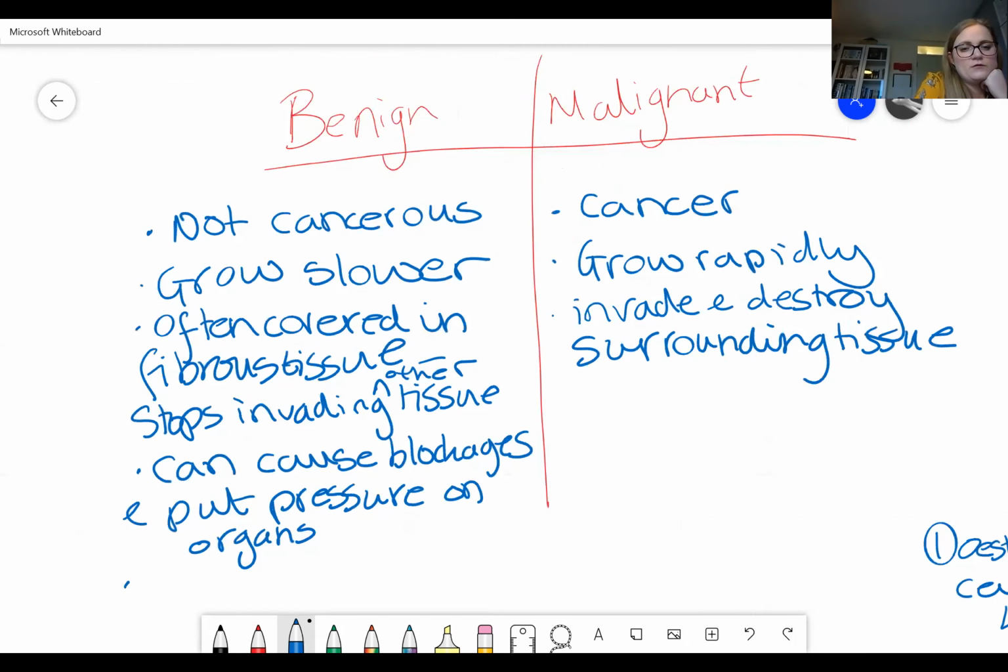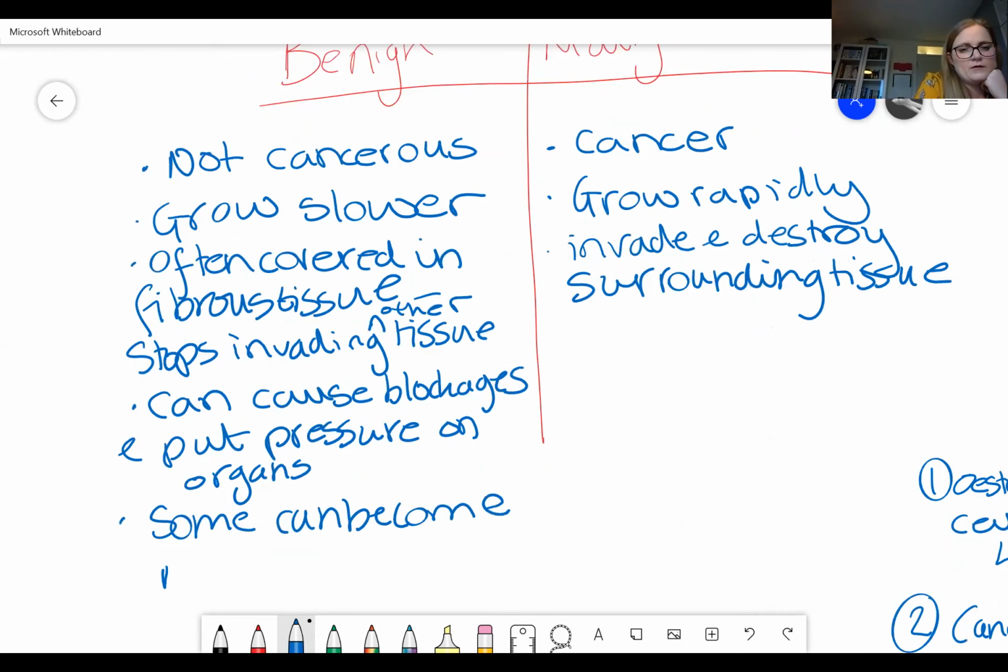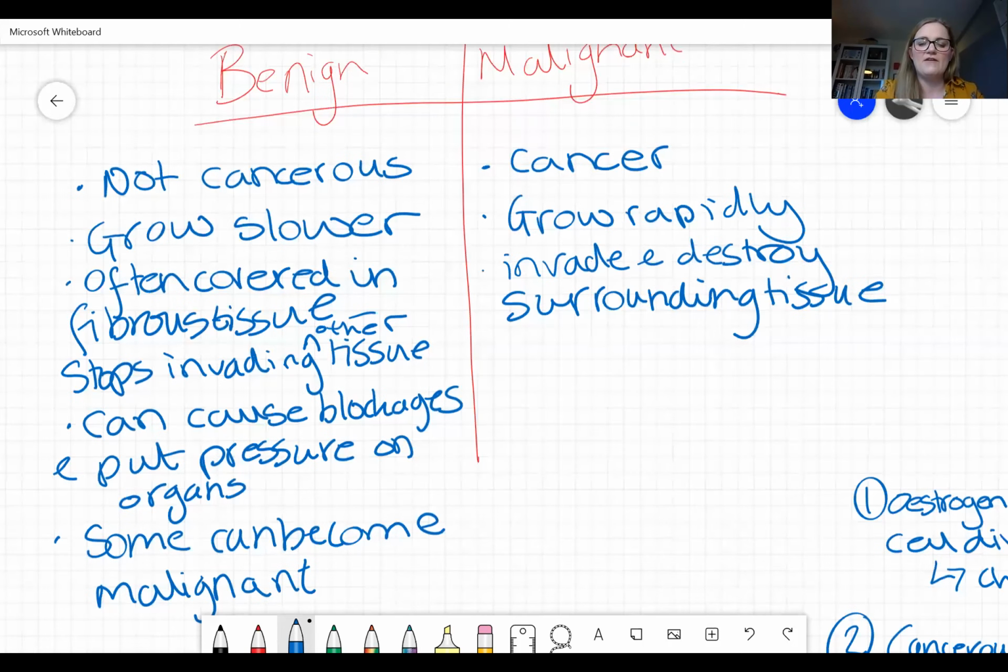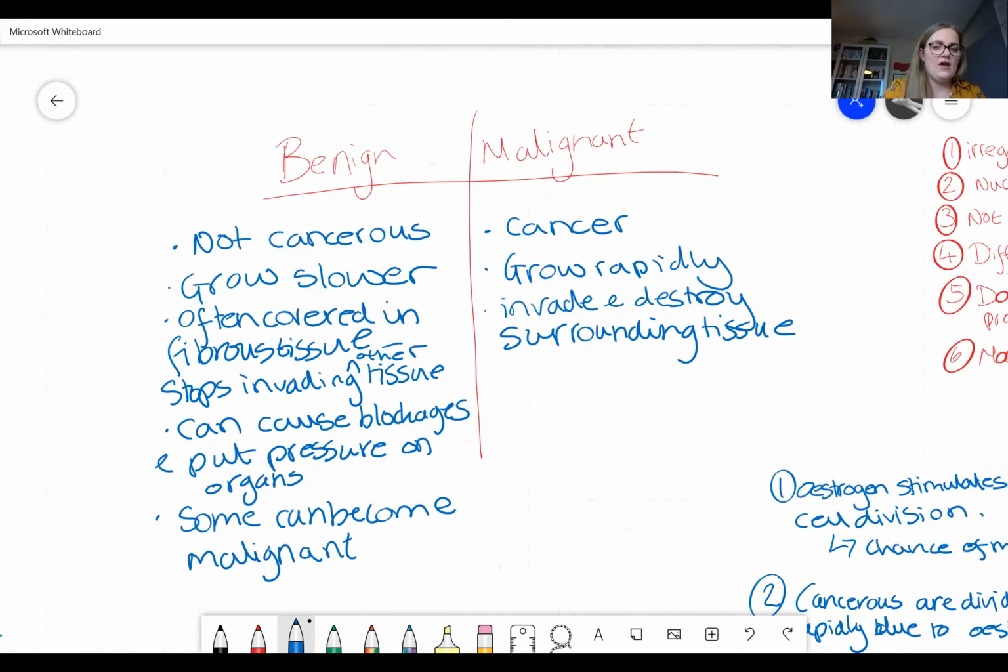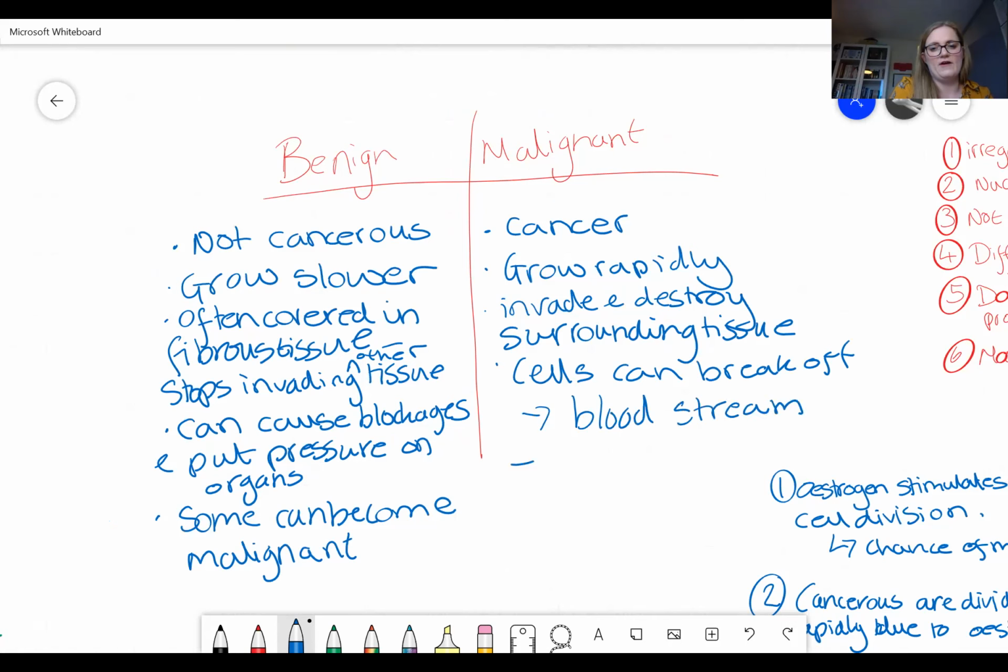So some can become malignant. Yeah, malignant. I just had a moment then spelling it. So malignant, we know they are cancer. They grow rapidly. They invade and destroy surrounding tissues. The cells can break off. And when they break off, they can then travel to other parts of the body, either in the bloodstream or in the lymphatic system.